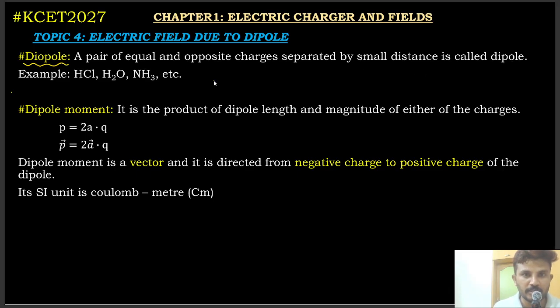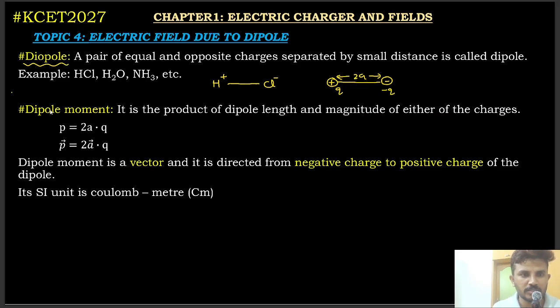For example, you can take H plus separated by Cl minus with a distance, right? So you can represent it by a positive charge and a negative charge separated by distance 2a. So this gives you a dipole.